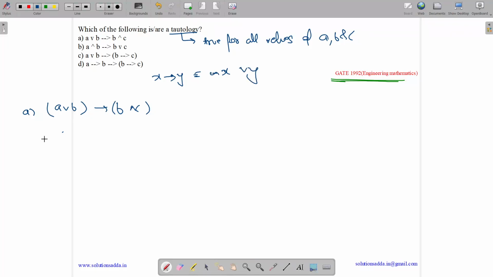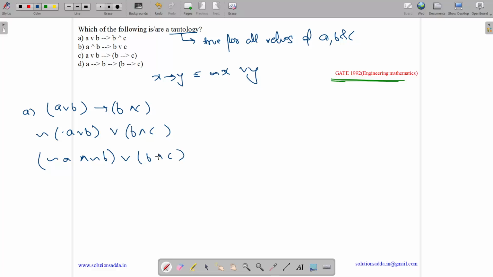So this is X, this is Y. So we will have negation of X or Y. Y is B and C. So what is this? Expanding this, we will get negation of A or B, and negation of B, or B and C. So we will have something like this. Now let us try to see whether it's true for all the values of A, B and C or not.